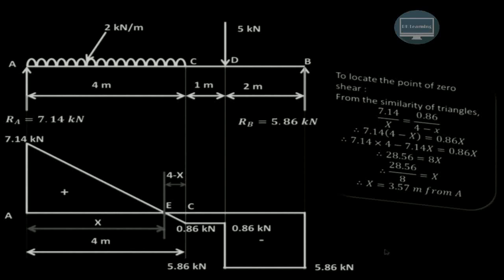So we can apply the principle of similarity over here. So we can say that the height of this larger triangle, that is 7.14, divided by its base, which is x, will be equal to the height of the smaller triangle, which is 0.86. So this is the height of the smaller triangle, this particular triangle, and then this larger triangle into consideration.